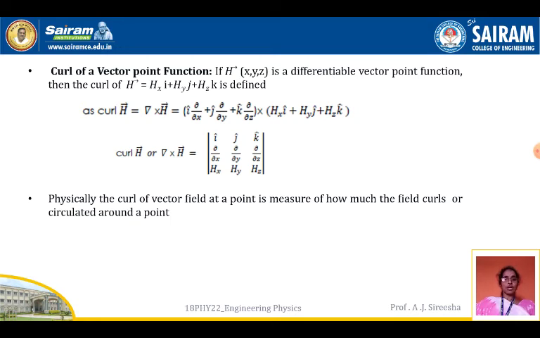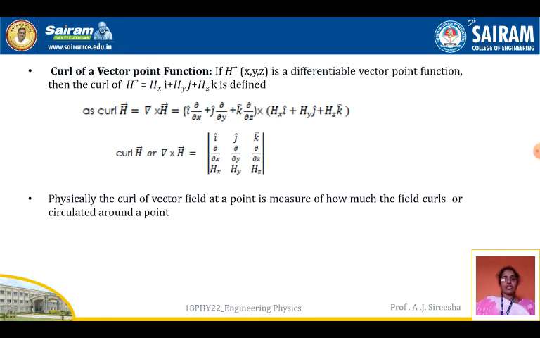If you do the cross product, curl of h means del cross h. Del cross h is called the curl of h, which is equal to, in matrix form, the determinant with rows i, j, k; dou by dou x, dou by dou y, dou by dou z; and hx, hy, hz, where hx is the component along the x axis, and likewise hy and hz.